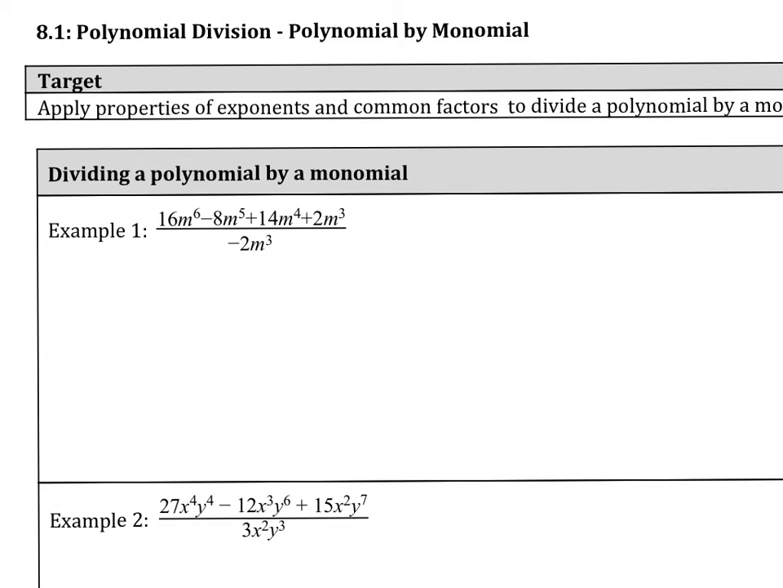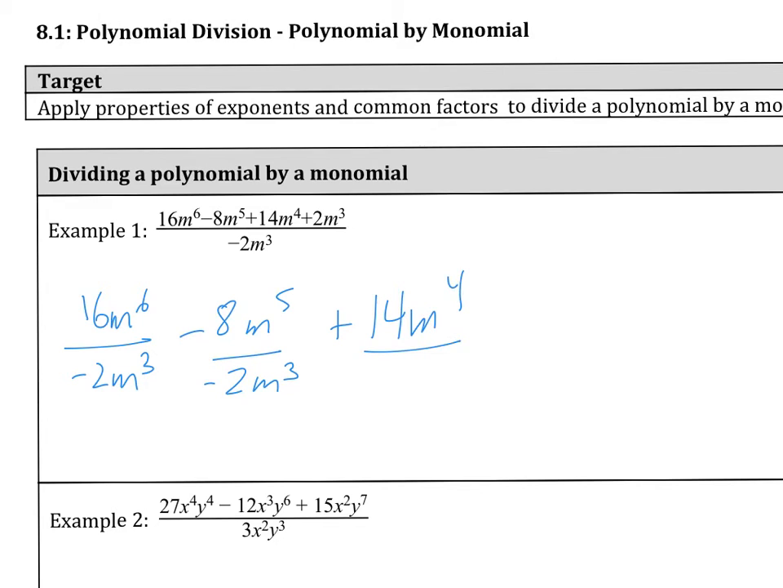So mentally we could be just thinking, what would happen if I had 16m to the 6th over negative 2m cubed? What would happen if I had negative 8m to the 5th over negative 2m cubed? And so on and so forth. What if I had 14m to the 4th over negative 2m cubed? What if we had positive 2m cubed over negative 2m cubed? And I can just take this term and divide it by each one of these parts separately.